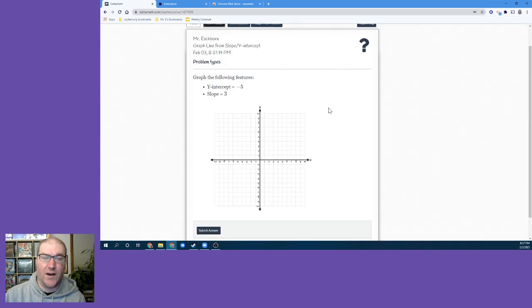This one says y-intercept of -5 and a slope of 3. A slope of 3 is really secretly 3 over 1. That means we need to rise 3 and run 1. There we go. There's our line with a slope of 3 and a y-intercept of -5.